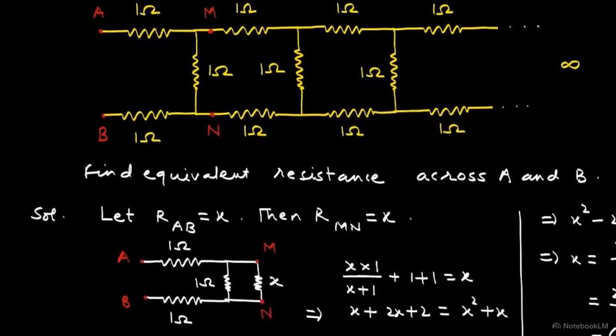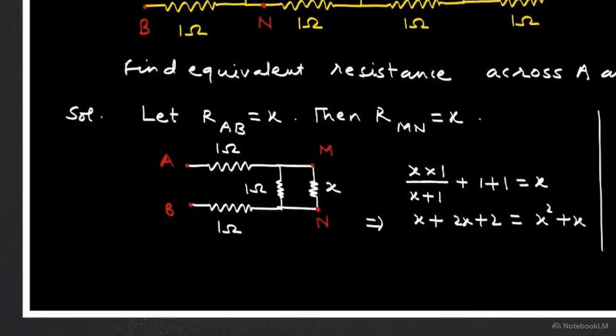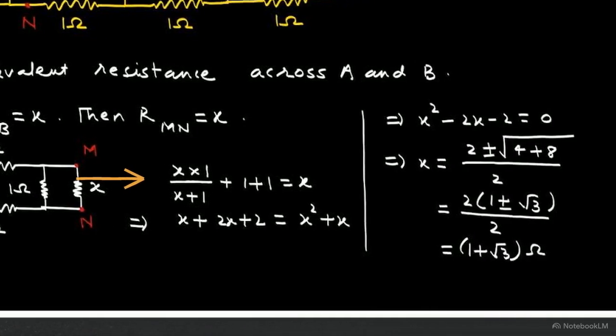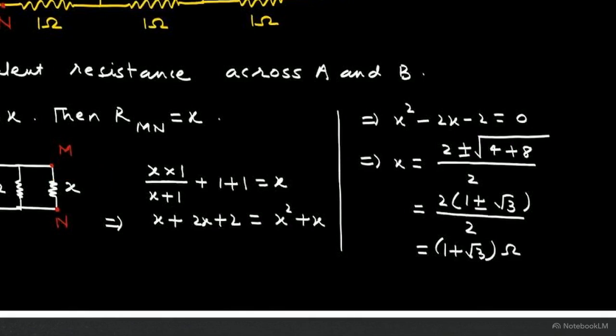To calculate the total resistance, we define the value between nodes A and B as the variable x. Removing one unit from an infinite chain leaves the rest of the chain unchanged. This allows us to replace the entire infinite tail starting at nodes M and N with that same variable, x. We then build our equation by combining the two 1-ohm series resistors with the parallel block containing x and set the total expression equal to x.